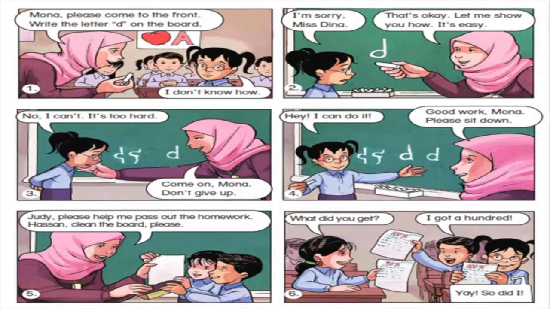Mona, please come to the front, write the letter D on the board. I don't know how. I'm sorry, Miss Dina. That's okay. Let me show you how. It's easy. No, I can't, it's too hard. Come on, Mona, don't give up. Hey, I can do it. Good work, Mona. Please sit down. Judy, please help me pass out the homework. Hassan, clean the board, please. What did you get? I got 100. Yay, so did I.